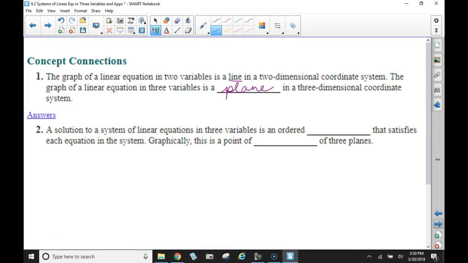Number 2, a solution to a system of linear equations in 3 variables is an ordered triple that satisfies each equation in the system. Graphically, this is a point of blank of 3 planes. What should go in here is a point of intersection of the 3 planes. That's what they were wanting there.